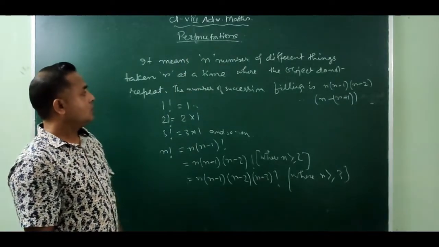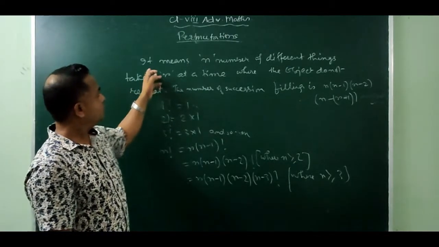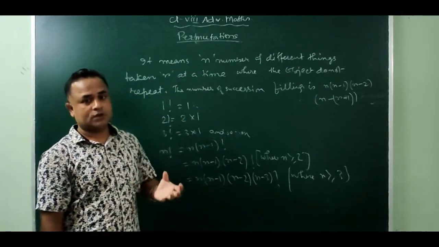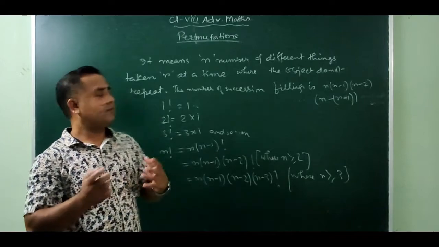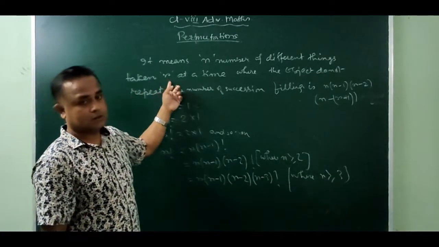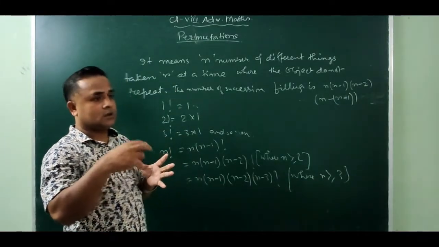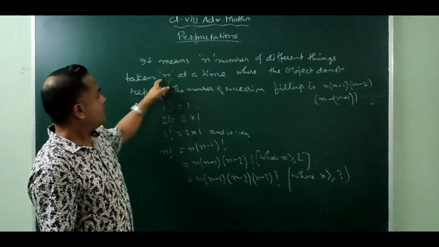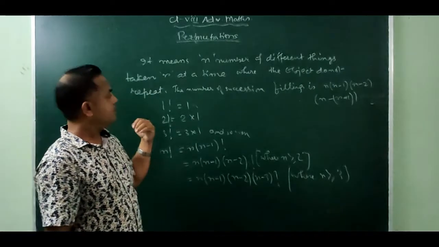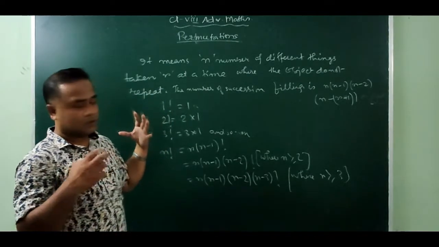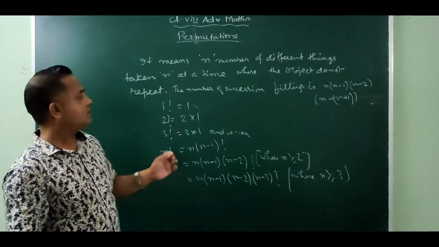Permutations. Let's have a little glimpse of what permutation is, the definition of permutation. Permutation means n number of different things taken r at a time, which means the placements, the filling up of n things r at a time, when the objects do not repeat. So here the objects do not repeat, but in a combination sometimes they repeat.